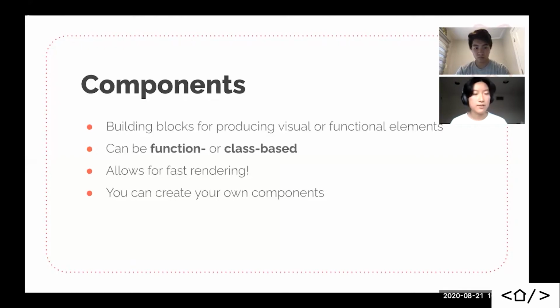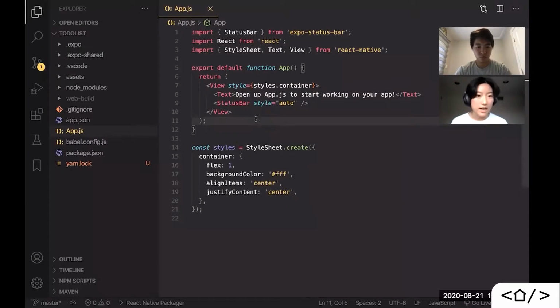David, if you want to switch back to our app.js file, we can actually already see them in our starter code. If you're familiar with HTML, view is pretty similar to div. It just creates a container. And text is similar to a p tag. It creates a block of text that is rendered typically.